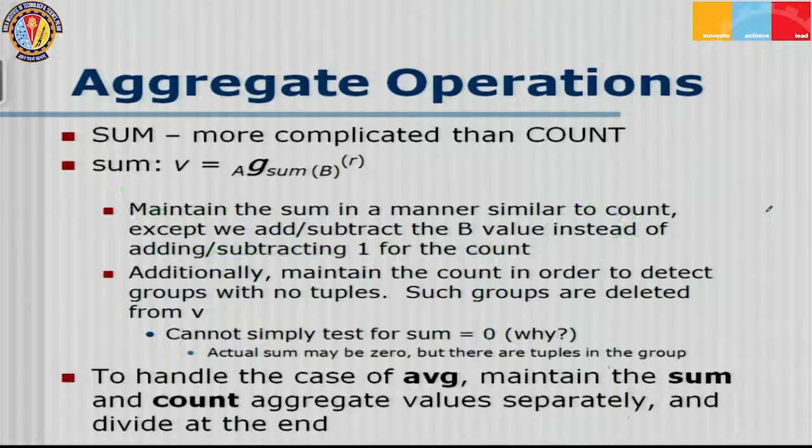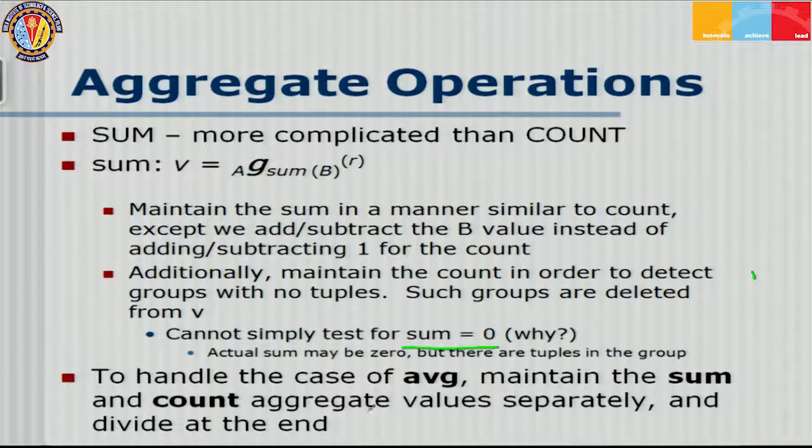So here is the sum now. Sum is more complicated than count. Now we have a materialized view which is sum B over A, that is, group by A on R. We maintain the sum in a manner similar to count, except that we add and subtract the B value, instead of adding or subtracting 1 for the count. Additionally, we maintain the count in order to detect groups with no tuples. Such groups are deleted from V, and we cannot just rely on sum being 0.